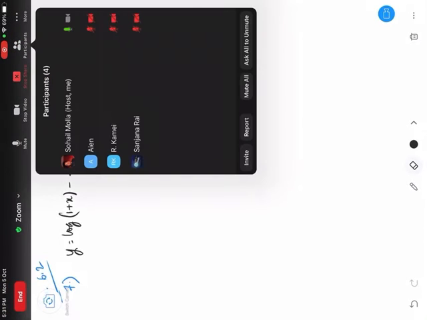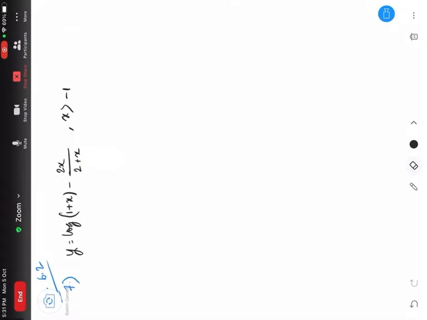So y is equal to log of 1 plus x minus 2x divided by 2 plus x. This is my function, and we have to prove that this is increasing in its domain. In order to check whether the function is increasing or not, you have to find the slope, and how to find the slope? I will differentiate this function with respect to x.